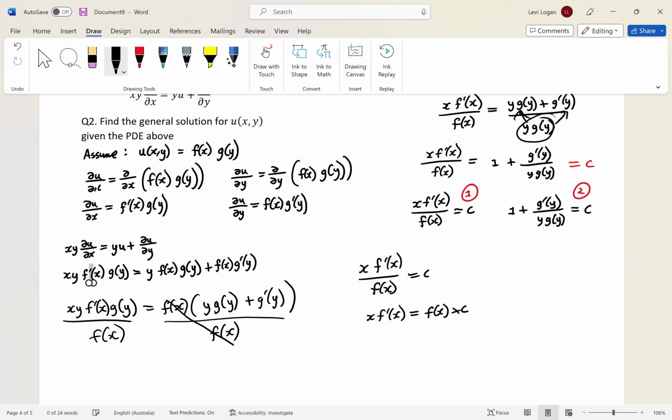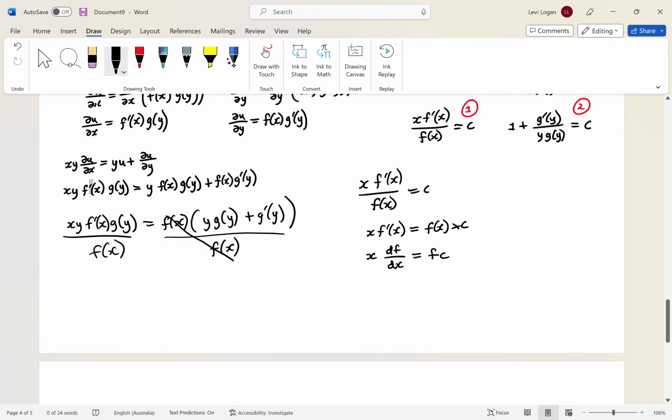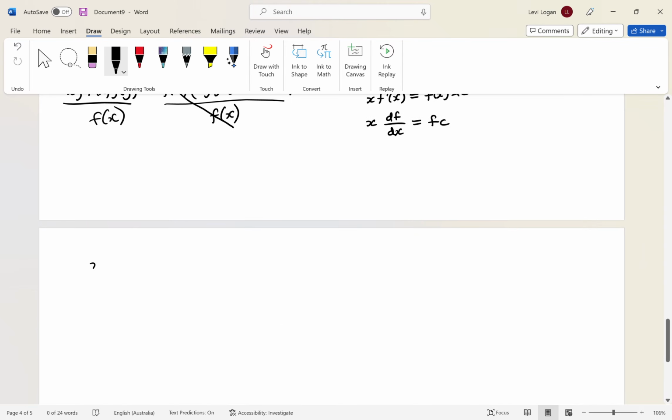Alright, now we're just going to change the notation of this. So we're going to have x times df over dx is equal to f times c. Okay. So we want to get our df with our f and our dx with our x. Except we want the dx on top. So all I'm going to do is multiply both sides by dx. Okay. Actually, I'll just move this down here. So I'll go x df over dx equals f times c.